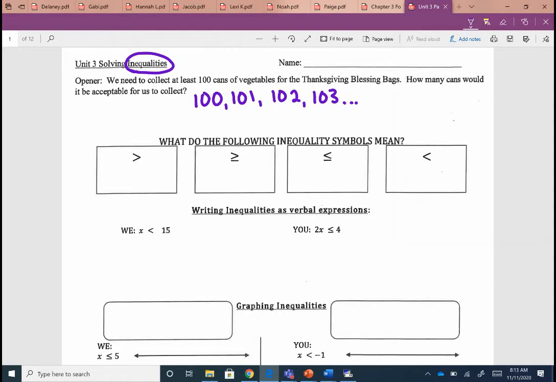The first symbol looks kind of like an arrow pointing to the right. That is greater than. So in that first box on your sheet, we should be writing greater than. We're going to need our symbols.